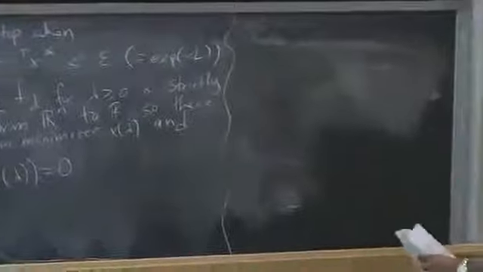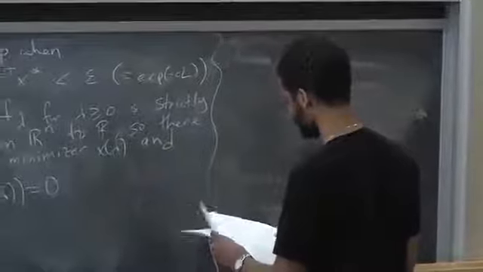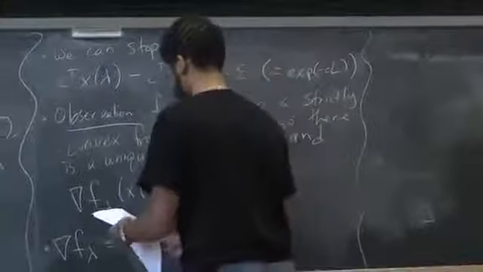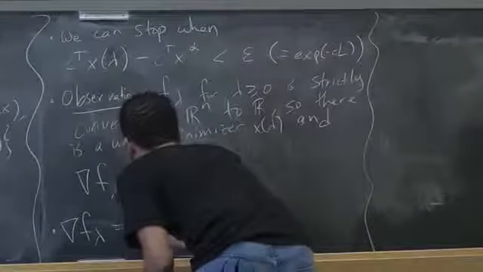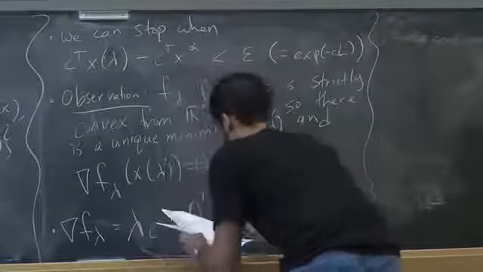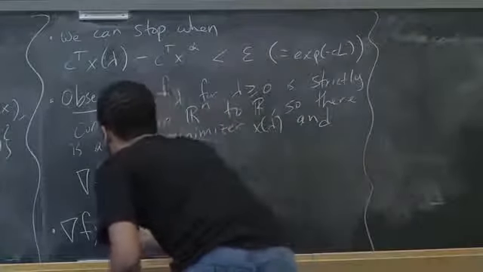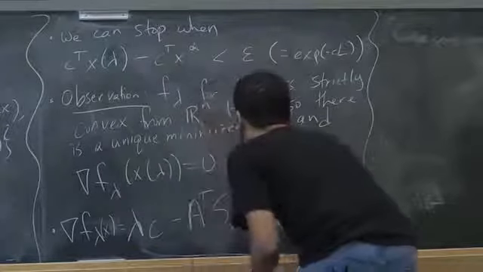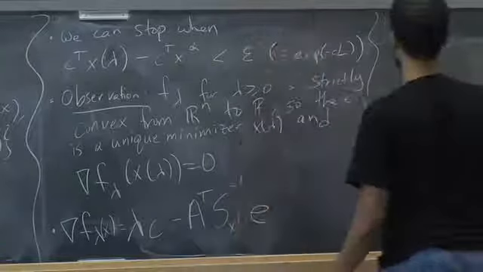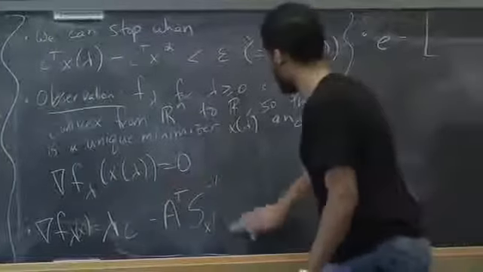Okay, good. Now that we have an explicit function written there, we can compute the gradient explicitly. And the gradient is equal to lambda c minus A transpose S of x lambda, let's say at the point x, S of x inverse times E, where E is just the all ones vector. Actually, let me just use all ones.